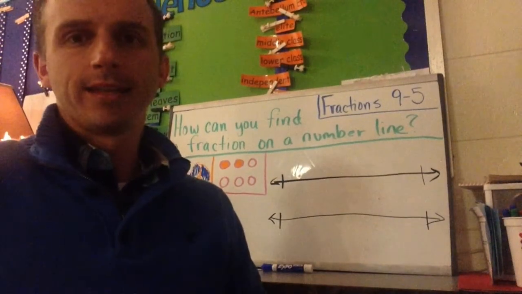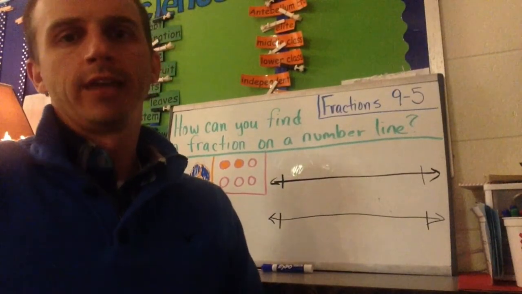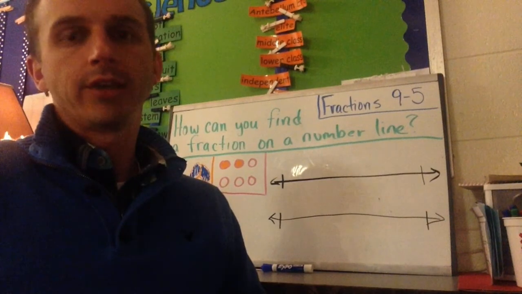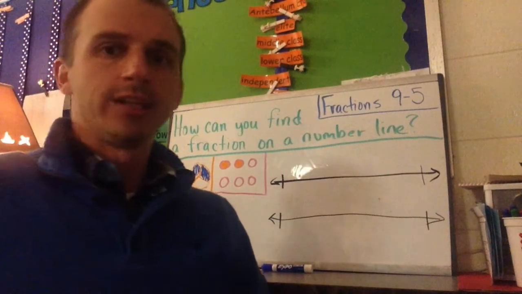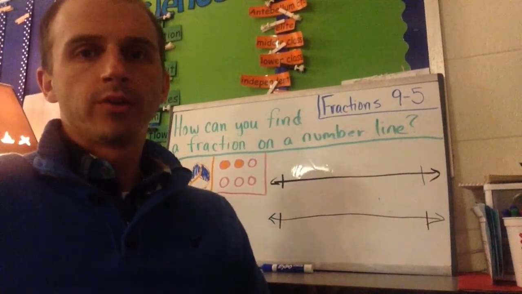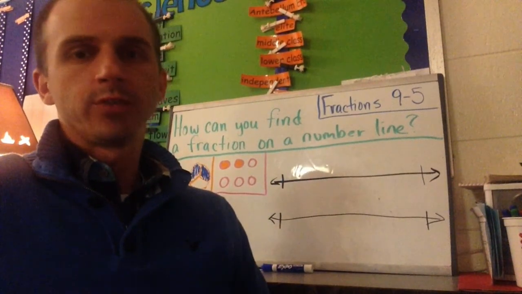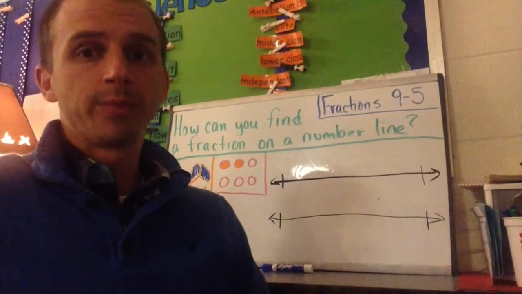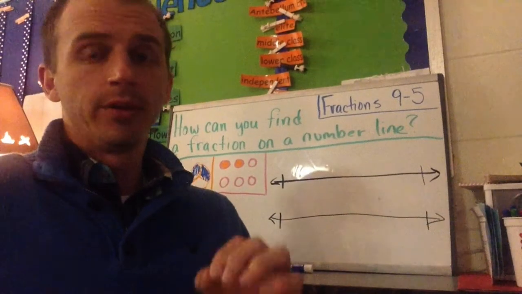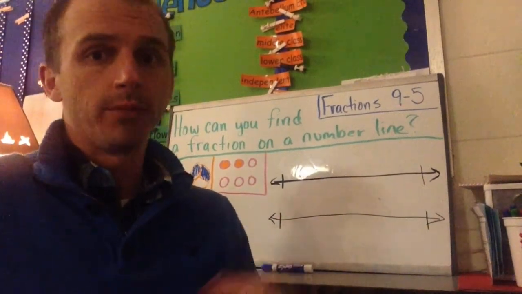Hey everybody, this is Fractions Lesson 9-5, and we have talked about fractions so far. Of course, defining what a fraction is, that a fraction is a part of a whole. We've also looked at examples of fractions. We've been able to name the top number and the bottom number, as well as being able to tell what the bottom number means, as well as what the top number means.